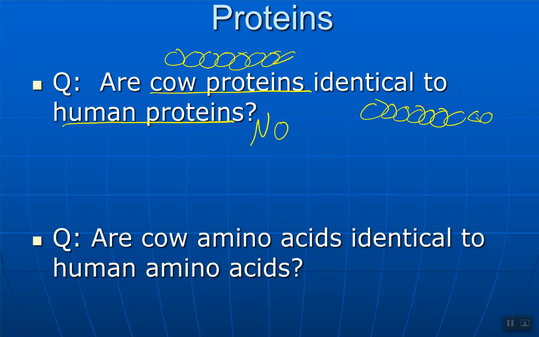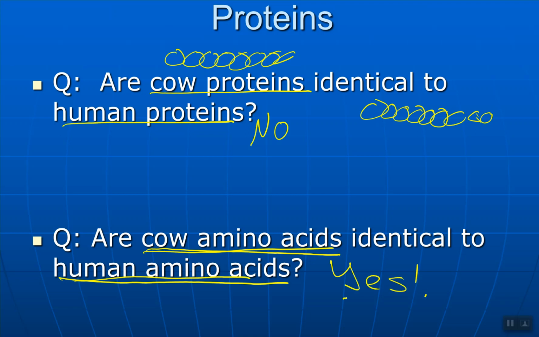But what about the amino acids? Are the amino acids that are in Zach's hamburger identical to the amino acids in Zach's body? Well, you have to remember from last class, how many different amino acids did I say there were? How many types, I should say? Well, the answer was 20. There are 20 different amino acids. And did I say 20 in the human body or 20 in nature? So the answer is there's 20 amino acids in nature. So are cow amino acids identical to human amino acids? The answer is absolutely, positively yes.